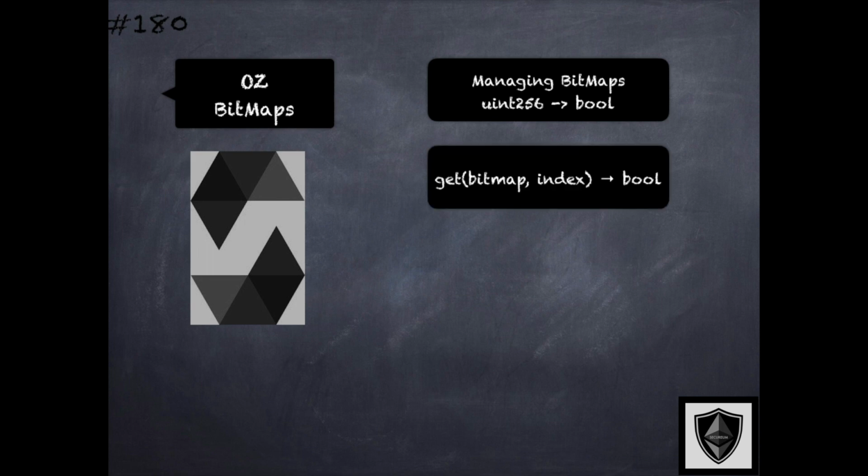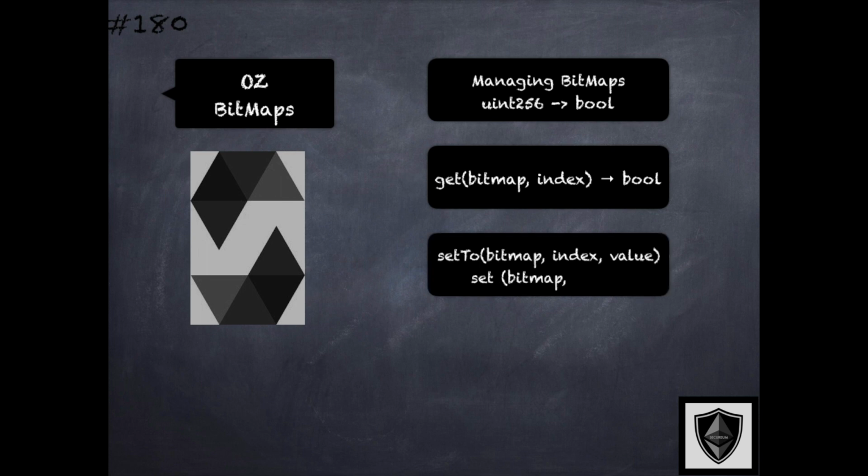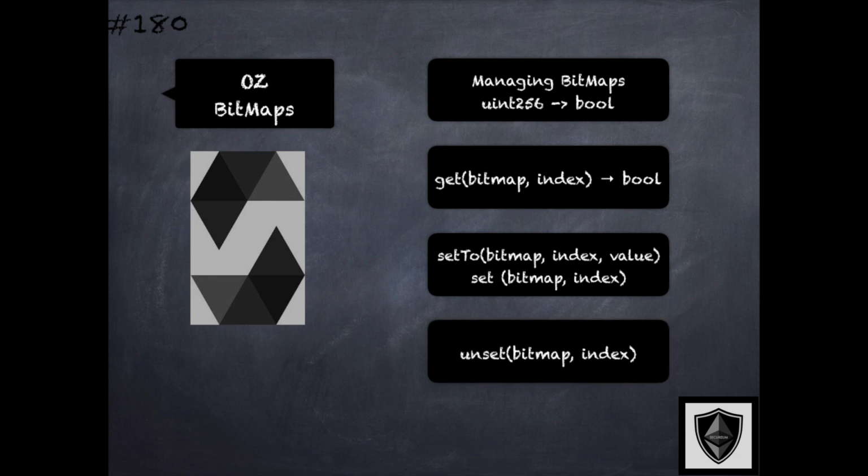The library provides 4 different functions to operate on these bitmaps. The get function returns the Boolean value at a particular index of the bitmap. The setTo function allows us to set the value at a particular index of that bitmap to the specified value. The set function sets the value of the bitmap at that index to 1, and unset sets the value of the index at that bitmap to 0.